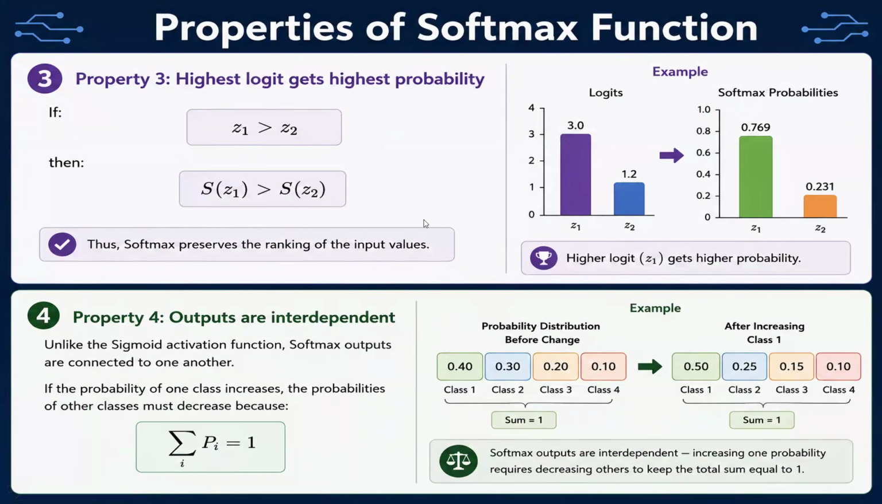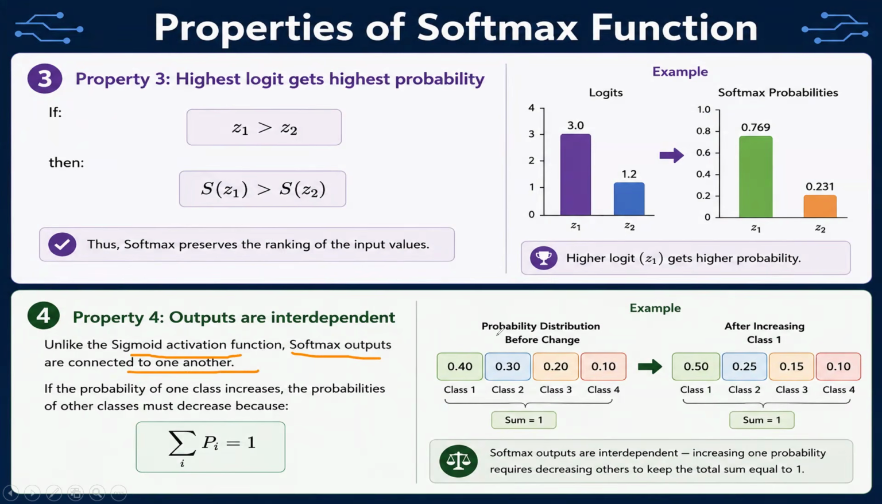Next is that the highest logit gets the highest probability, meaning if the logit value is higher, then its probability is higher, and definitely that will be selected. Then outputs are interdependent. Unlike the sigmoid activation function, softmax outputs are connected to each other. So this is the example.